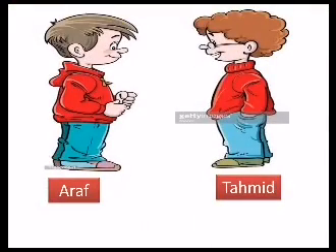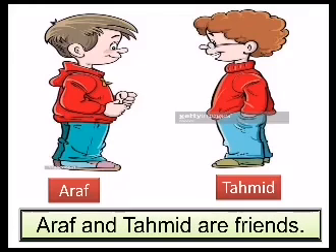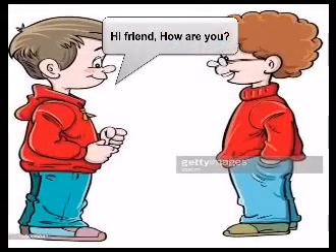Here, we see a picture of two persons. The first one is named Araf, and the second one is named Tahmid. Araf and Tahmid are friends. In the practice questions, we see that we have to write a dialogue between two friends, and we imagine that Araf and Tahmid are two friends.